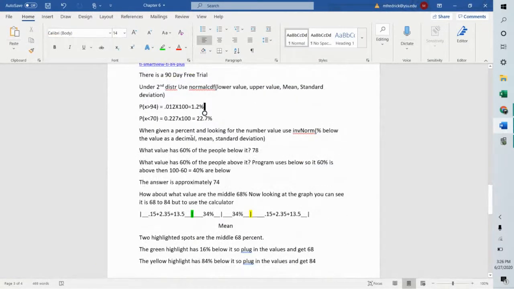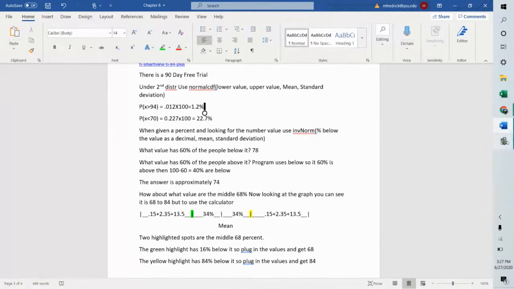In some of the problems, you'll be given the percent, and you want to find what values are in there. When given a percent, you use inverse norm. So it's in the same spot. It's actually one more down in the calculator. What value has 60% of the people below it? And so when you are using this inverse, though, you always want the percent below. It's kind of like a percentile. The percentile tells you what percent is below it. Same thing here. And so 60% of the people are below what value?